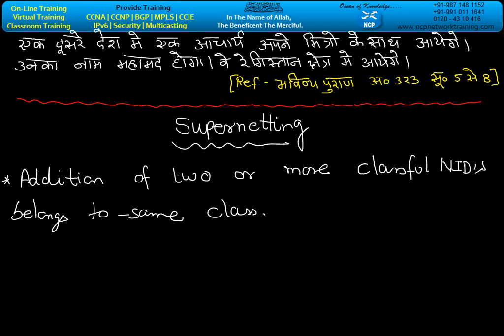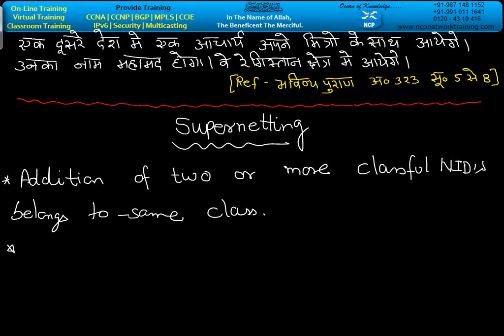Either two or more networks belong to class C, or two or more networks belong to A, or two or more networks belong to B. Addition of two or more classful NIDs of the same class. Either the network IDs belong to class C, or class B, or class A.